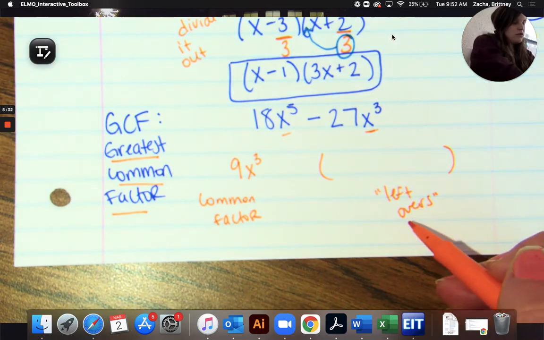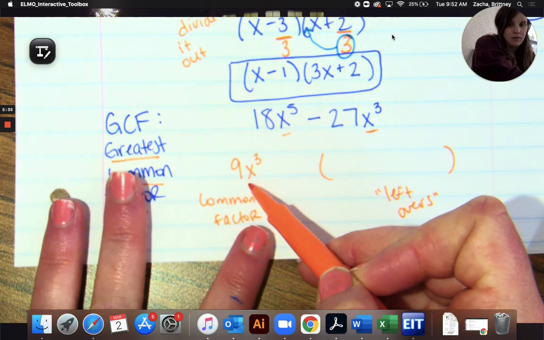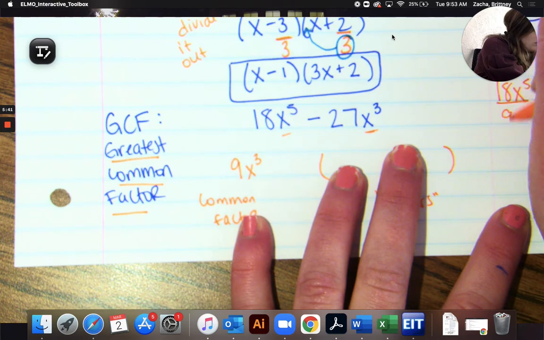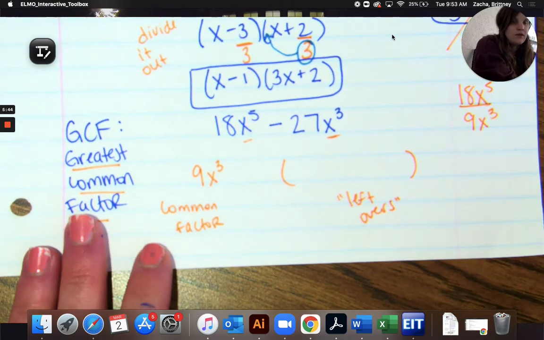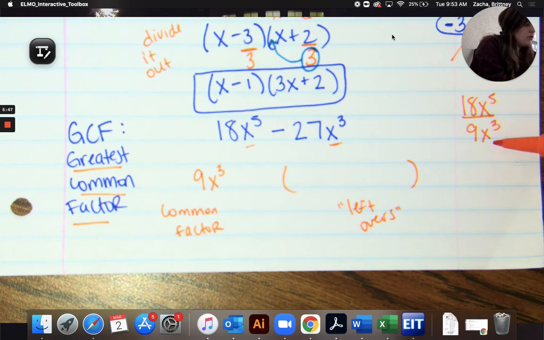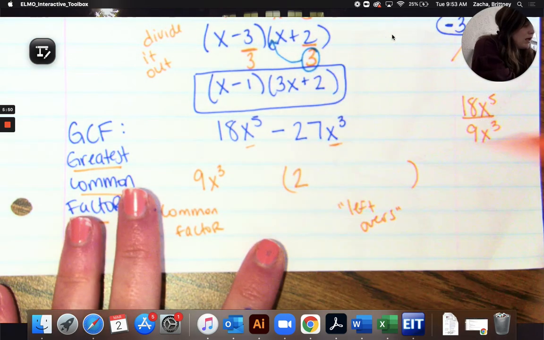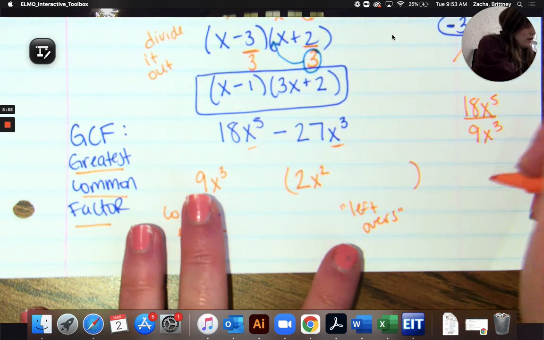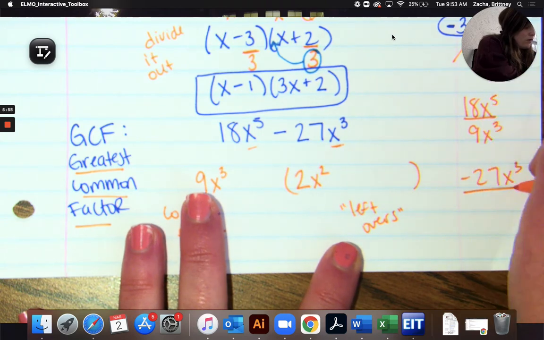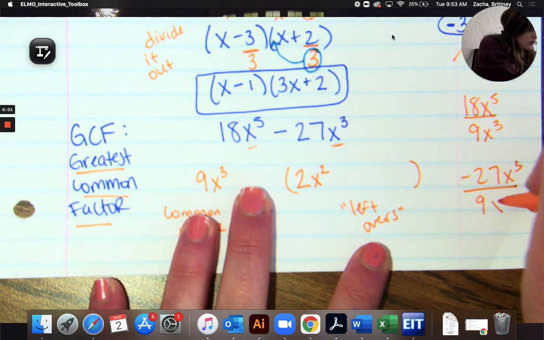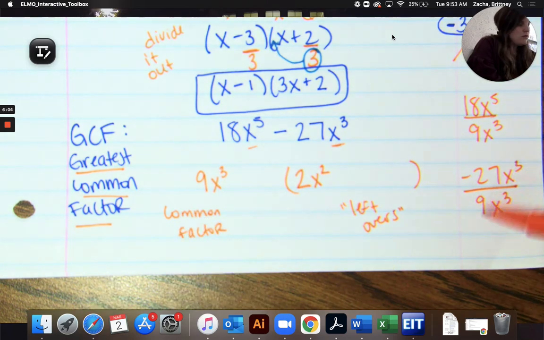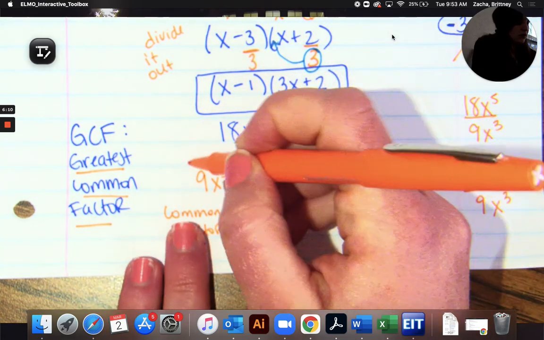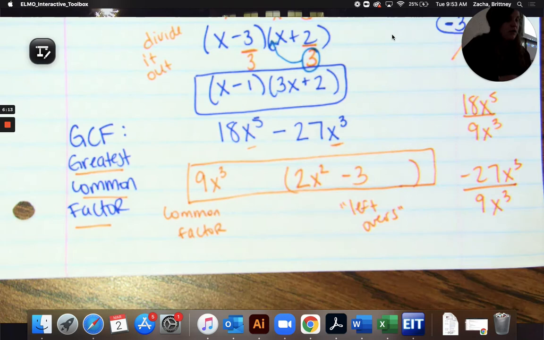To figure out your leftovers, you take your starting term and divide by what you factored out. So 18, you can do this mentally, but off to the side I'll show you what you're doing mentally. And you can always write it out if that helps. But you're doing 18x to the 5th divided by 9x cubed. So 18 divided by 9 is 2. X to the 5th divided by x cubed is x squared. And then you do negative 27x cubed over what we factored out, 9x cubed. So notice here your x cubes cancel and you're just left with negative 27 divided by 9, which is negative 3. So this is how you would factor using greatest common factor.